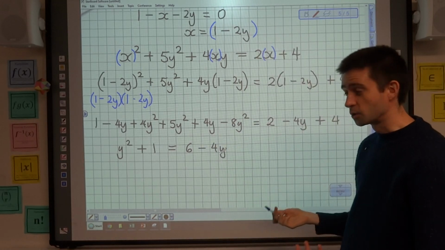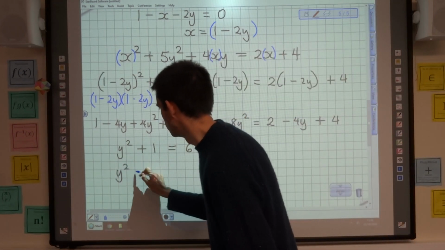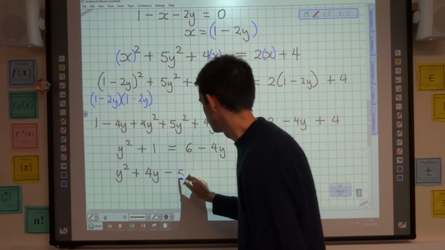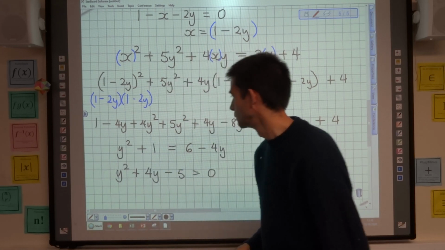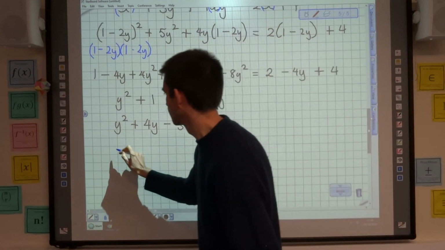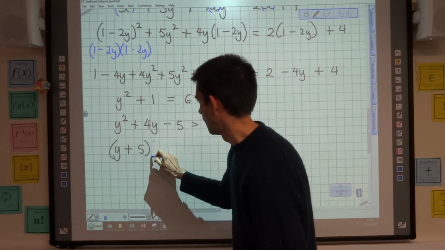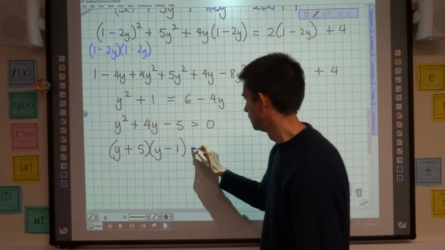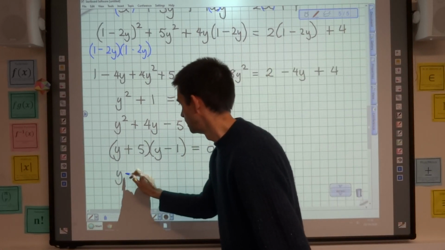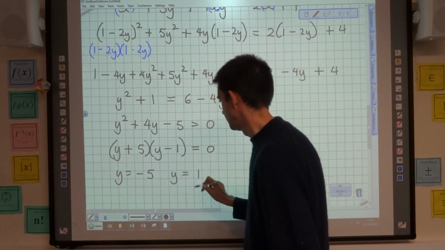So what I now have is a quadratic equation in y. So if I move the 4y over, I've got y squared plus 4y minus 5 equals 0. And I can now factorise and solve. So 2 brackets, (y plus 5) and (y minus 1) equals 0, which means that my two solutions are y equals negative 5 and y equals 1.